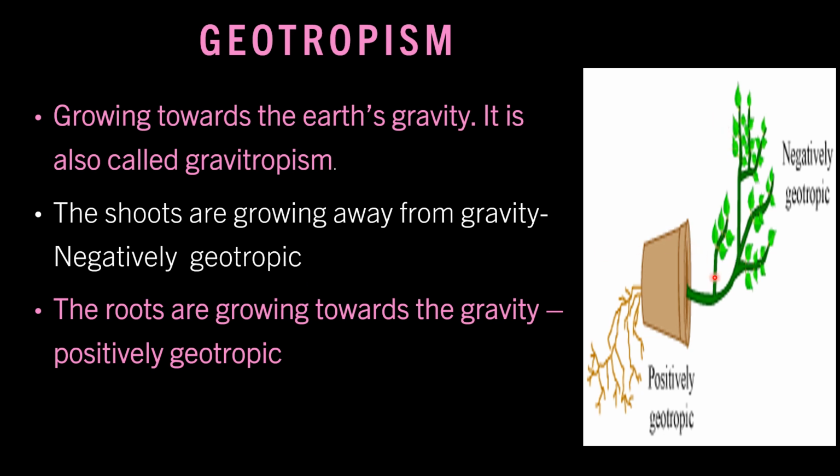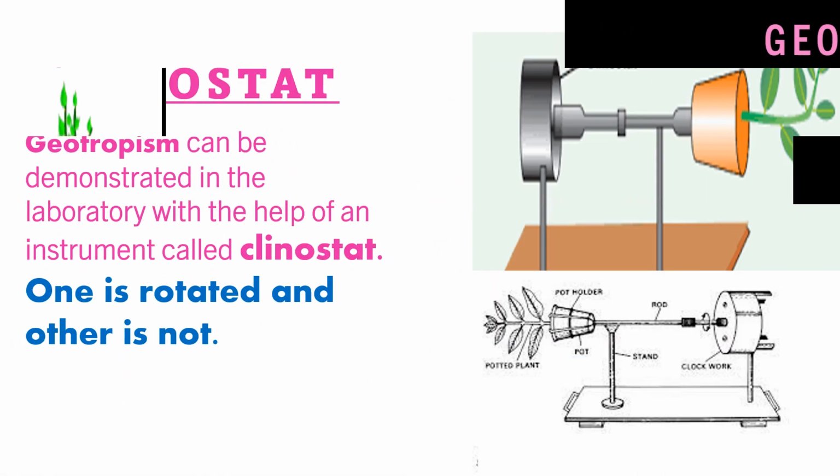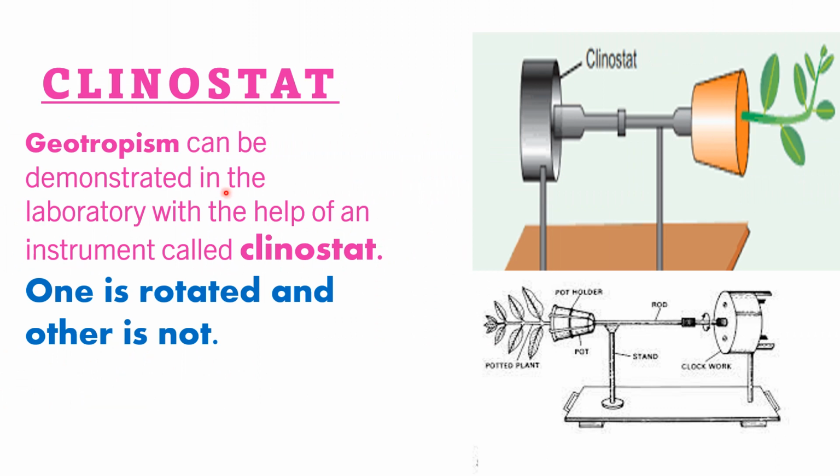Shoots are negatively geotropic. Then which is positively geotropic? Roots. Roots are called positively geotropic. Roots are growing towards Earth's gravity. That's why roots are positively geotropic. Geotropism can be demonstrated in the laboratory with the help of an instrument called clinostat.